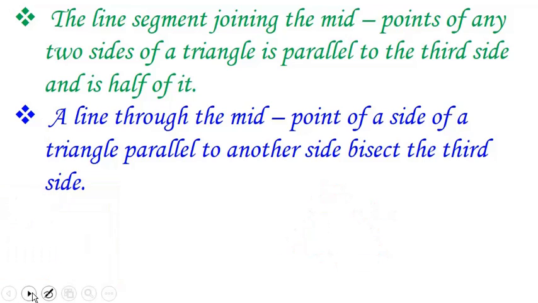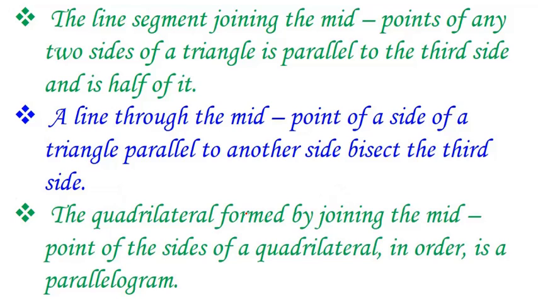So the last statement is: the quadrilateral formed by joining the midpoints of the sides of a quadrilateral in order is a parallelogram. So if we join the midpoints of a quadrilateral, then we get another quadrilateral, and this quadrilateral is a parallelogram. Let's see the figure.